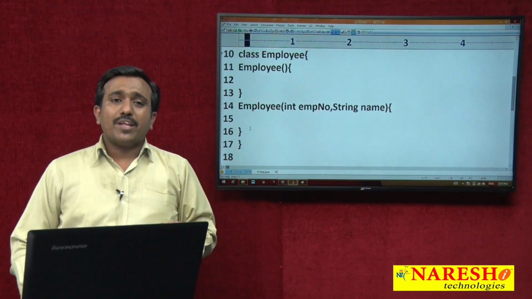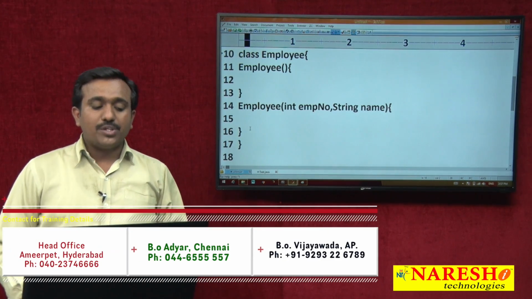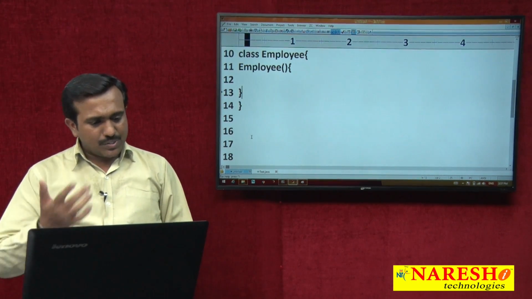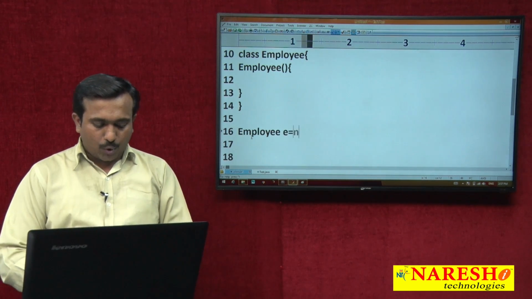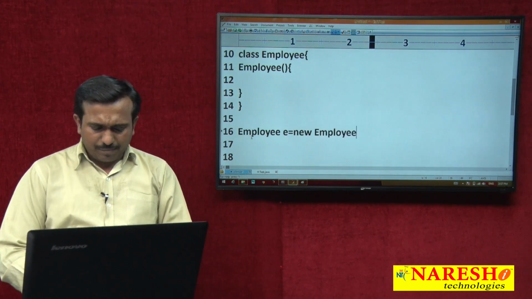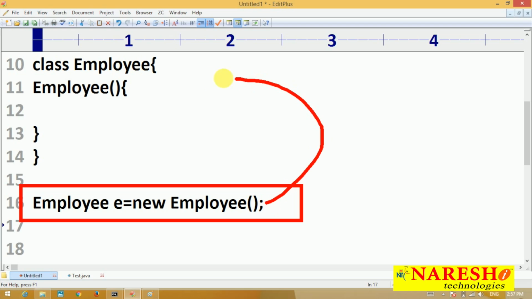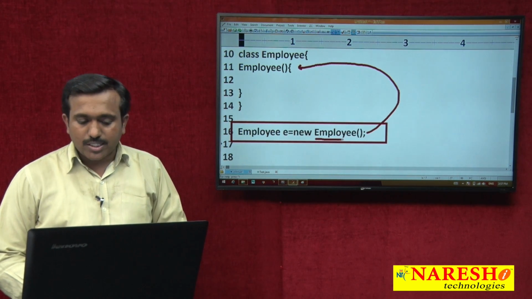Okay, now here observe, constructor is executing at the time of creating an object. For example, here this is your class. If you are creating an object like this, employee is equal to new employee, with this object creation, here constructor is going to be executing. So constructor is executing in the object creation. Actually in the object creation here we are calling constructor only.